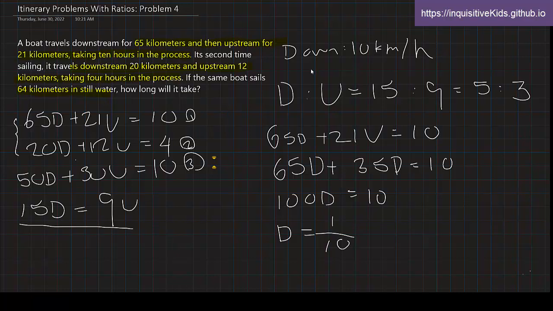And we also know that the upstream speed would be, if we divided 65 by 5, we get 13. 13 times 3 is 39. So 39 plus 21, that's 60. And that would travel 6 kilometers per hour.